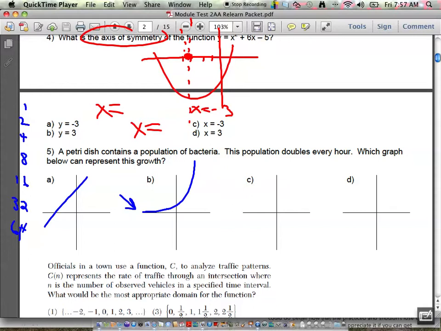This describes exponential. Look at the numbers here: 64, next 128, 256. Look at how big those numbers are getting. That's what this graph shows as it accelerates toward really, really high numbers. I think C was a parabola of some sort, and D, I think, was like a trig function or something. Okay.